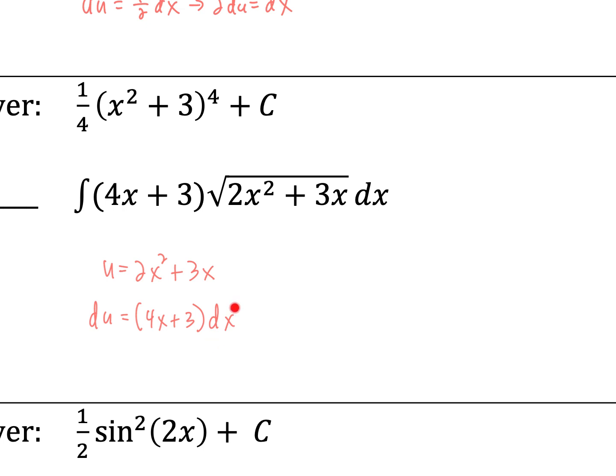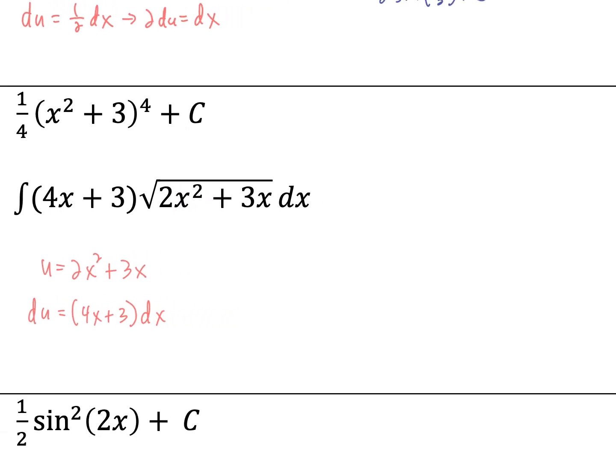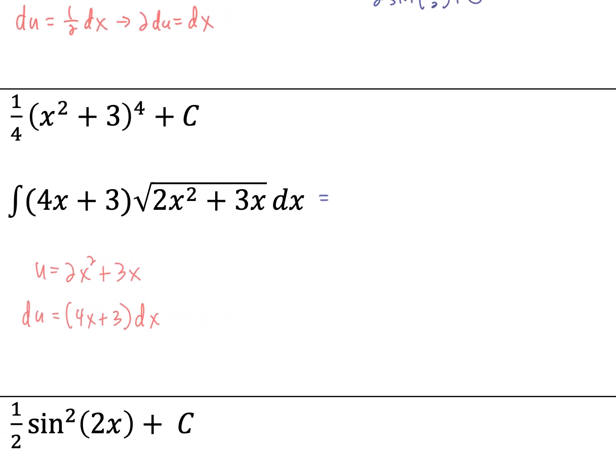Okay, so this one's nice. We don't have to change this because 4x plus 3 dx is exactly what's on the outside. And then this on the inside is exactly u. So now we can just substitute. So this is really just square root of u du. Look how much that's simplified.